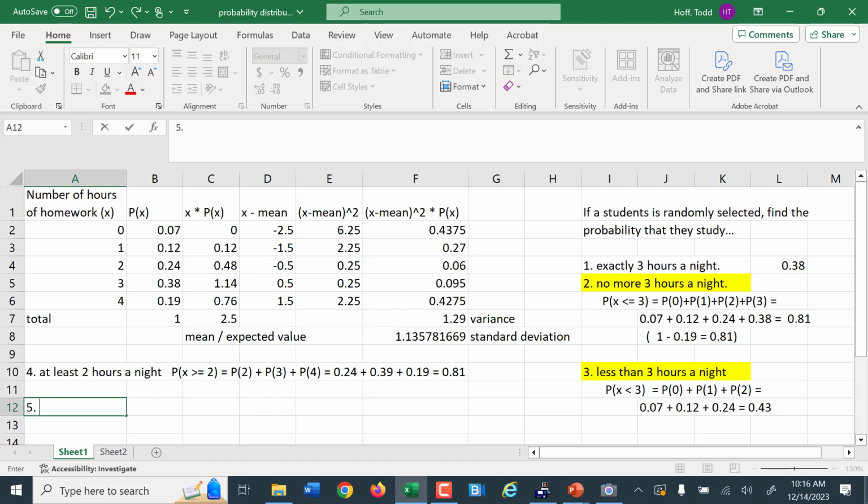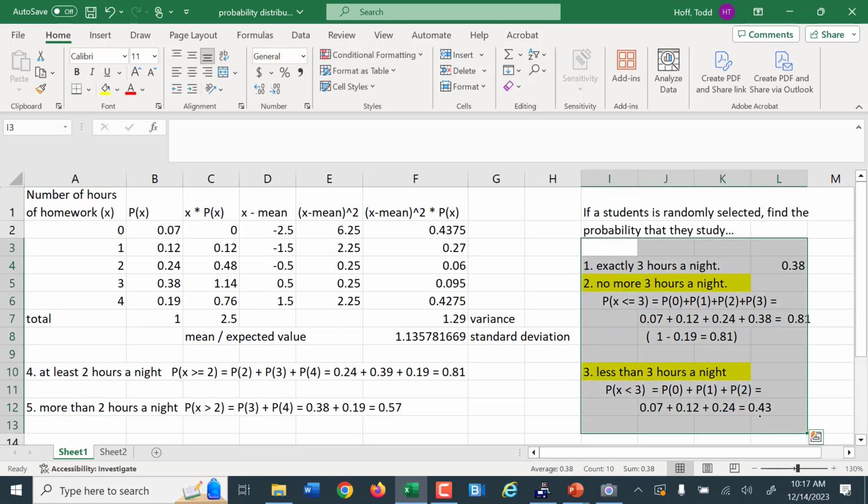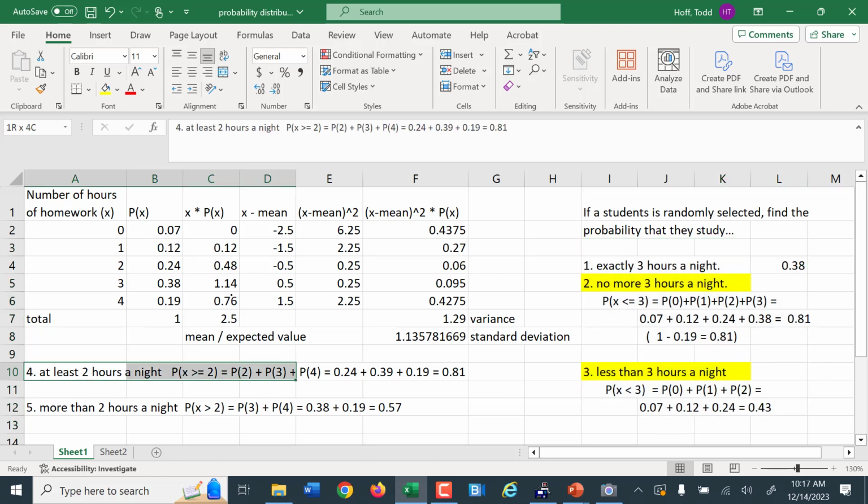Different than that would be the probability of more than 2 hours a night. So this is strictly greater than 2. So it doesn't include the 2. So this would just be the probability of 3 plus the probability of 4 without the 2 in there, which is just going to be 0.38 plus 0.19, which is going to give us 0.57 probability. So again, similar to what we had over here with the difference between no more than and less than, at least and no more than or more than also give us different things.